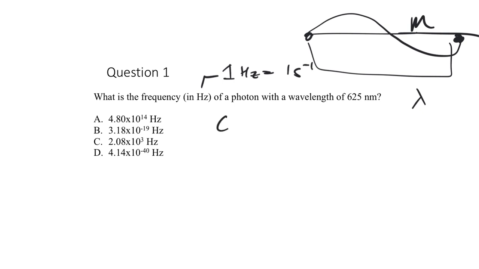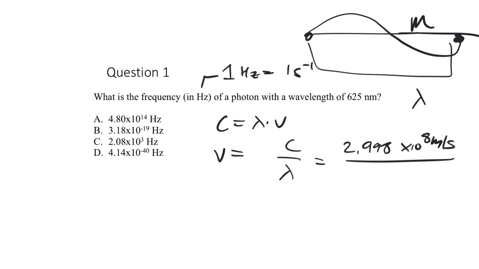And their product, lambda times nu, is equal to the speed of light. And so we should be able to solve for the frequency. This is the symbol nu. By taking the speed of light divided by the wavelength. Speed of light, 2.998 times 10 to the 8 meters per second.